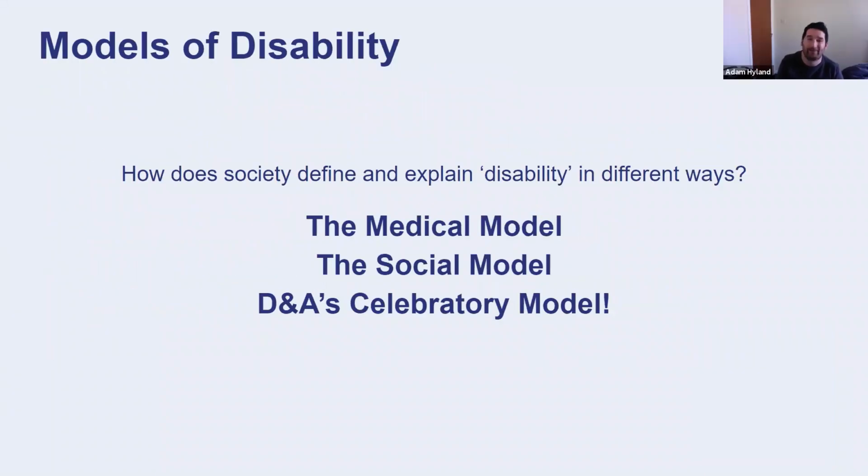So first of all, we're going to talk about disability. In particular, we're going to look at 3 different types of models of disability. And what we mean by models of disability is different angles and perspectives that society sees and defines what so-called disability is, and look at the impact that that can have on disabled people and mental health.